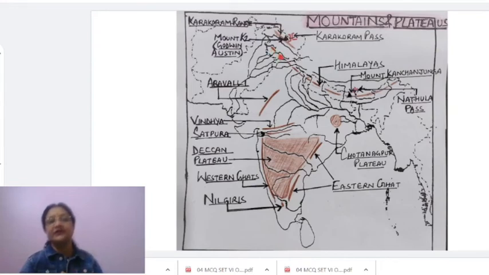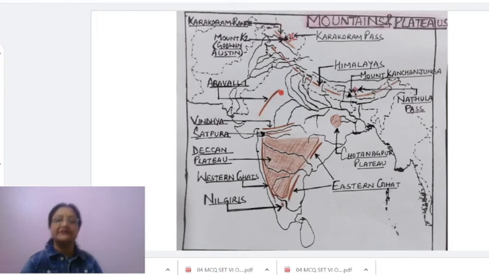So in this way you have to mark in between the streams like this, and in this manner it will continue till the northeast, till this point. Got it? So this is the Himalayas, right? In this way you have to mark the Himalayas. I hope this much is clear to you all, right? Now come down to the Aravalis.